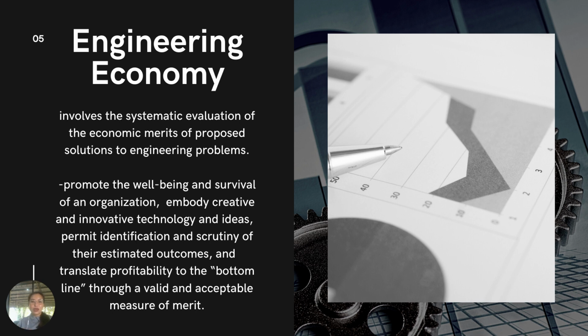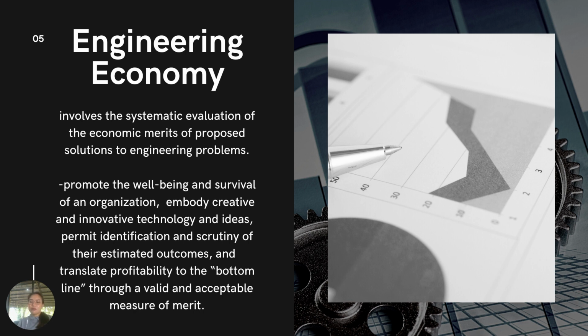So engineering economy involves the systematic evaluation of the economic merits of proposed solutions to engineering problems. For it to be economically acceptable, meaning when you say economically acceptable, it means affordable. Can your market afford to buy it?